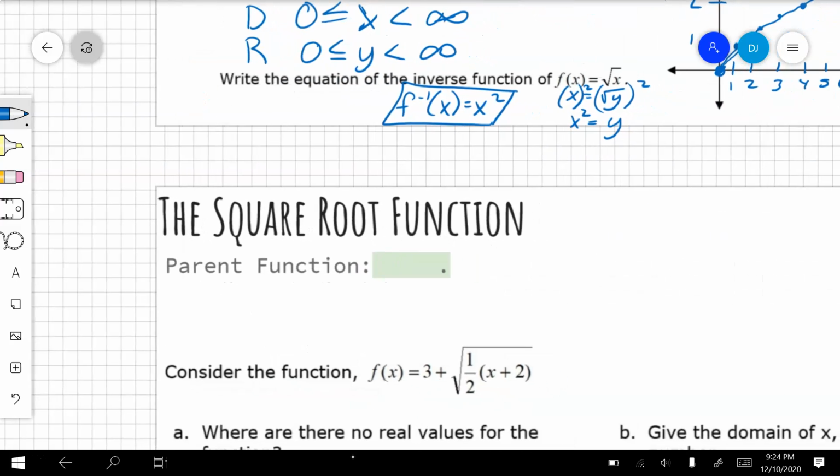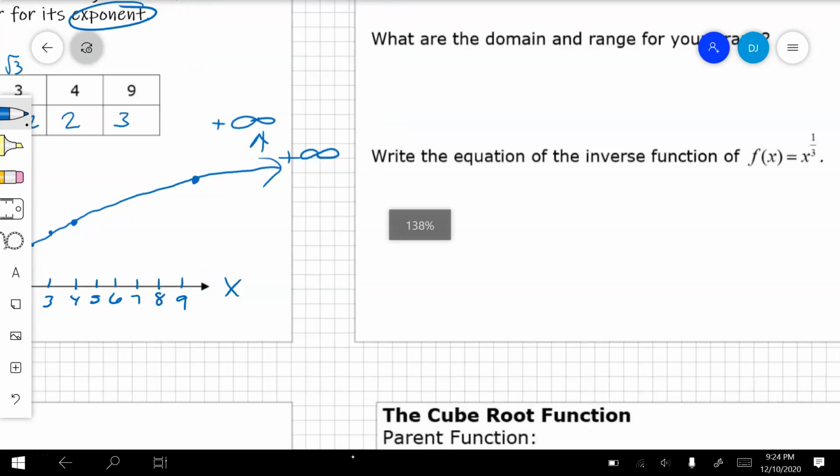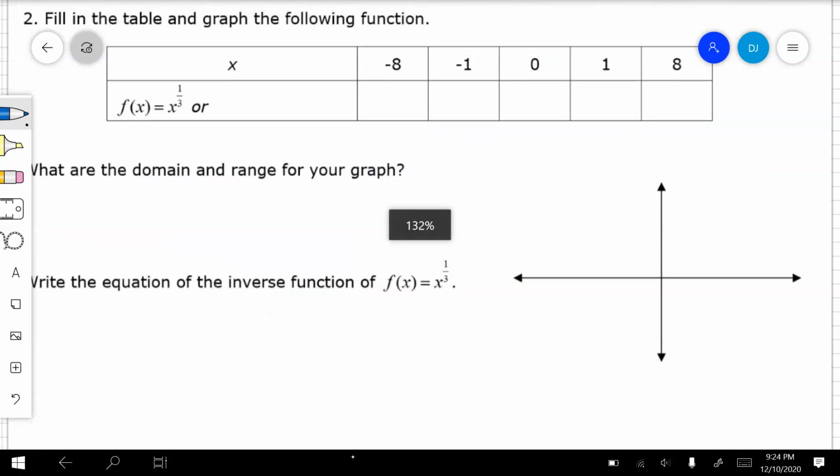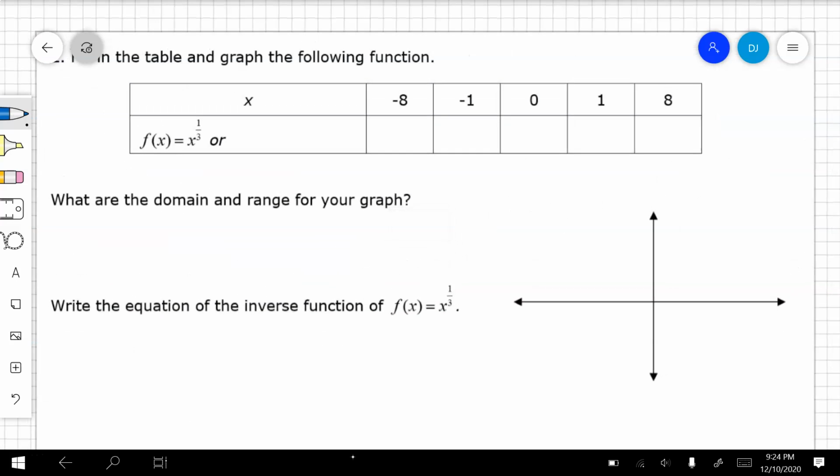So we're going to take a look at a cube root function. If you see that it's x to the 1/3, another way to write that is just f of x equals the third root of x. And that means that we're looking for groups of 3 this time, 3 numbers that are the exact same.